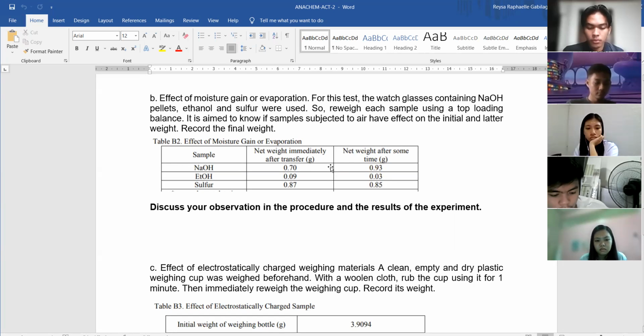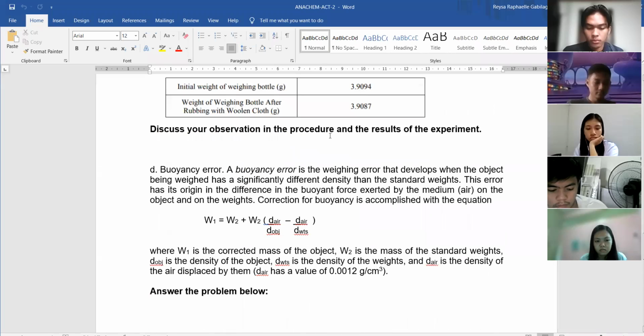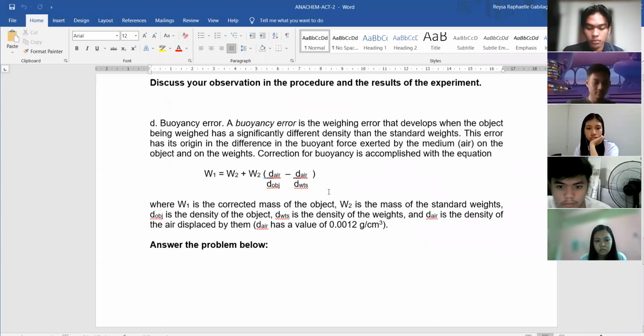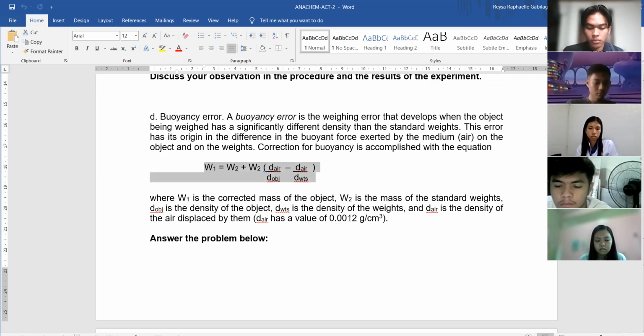So hindi nyo na siya tatrabahuin sa lab given na lahat ng results ng lahat ng experiments dyan hanggang letter C, and actually hanggang letter D, which is about buoyancy error, which means merong error sa weighing and that we have to correct it. Okay? And by correcting it, we will be using this formula para makorek natin yung error na nakuha or yung way na nakuha na merong error. So this is the formula.